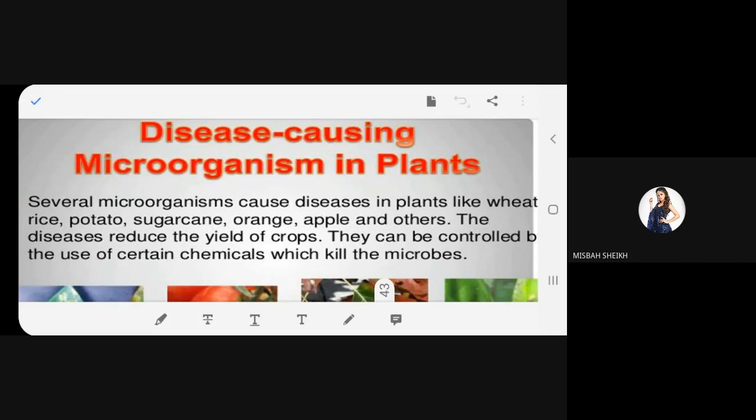Now, what exactly is this disease doing? Obviously, it is reducing the quantity and quality of the crops. You agree? Yes, ma'am. Do you agree with it? It is reducing the quantity as well as quality of the crops. Yes or no? Yes, ma'am. How do you control them? By using chemicals which can kill the microbes.